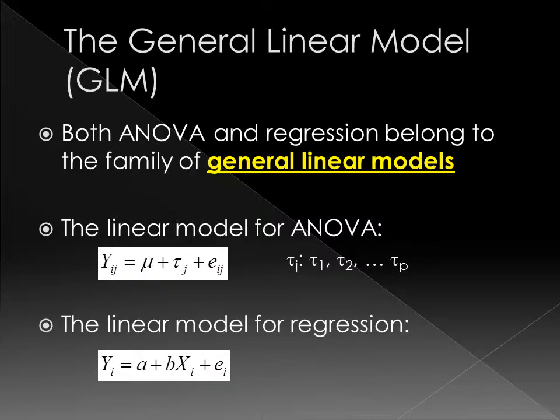Tau j refers to a specific group such as aspirin, Tylenol, or herb group. Tau j means the effect size of that group. E is the error term of a particular person in a particular group. So tau j could range from tau 1, tau 2, tau 3 until whatever number of groups you have in your example. So to summarize, the linear model for ANOVA is y equals mu plus tau plus e.